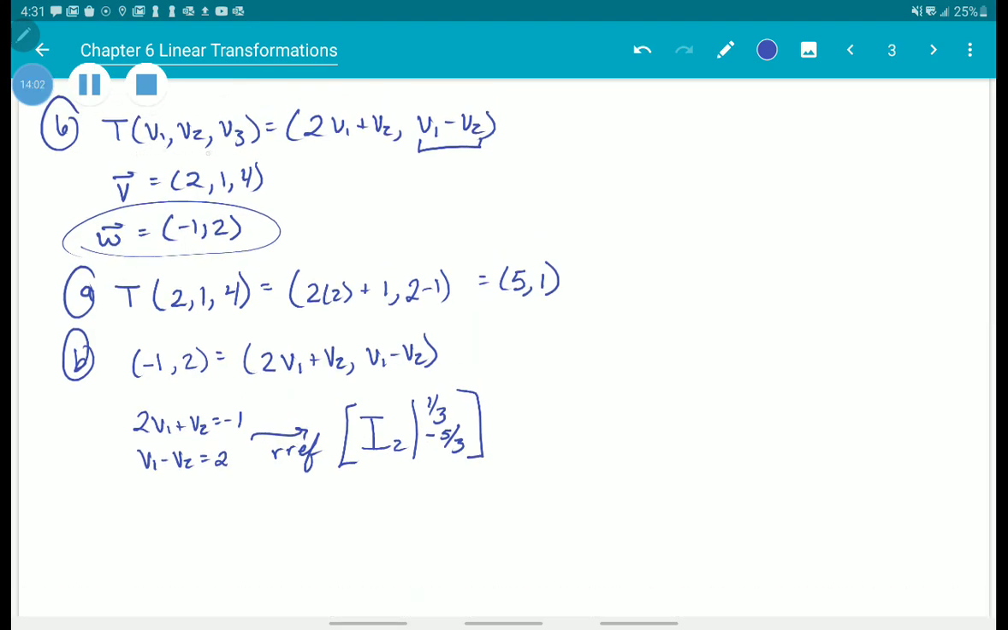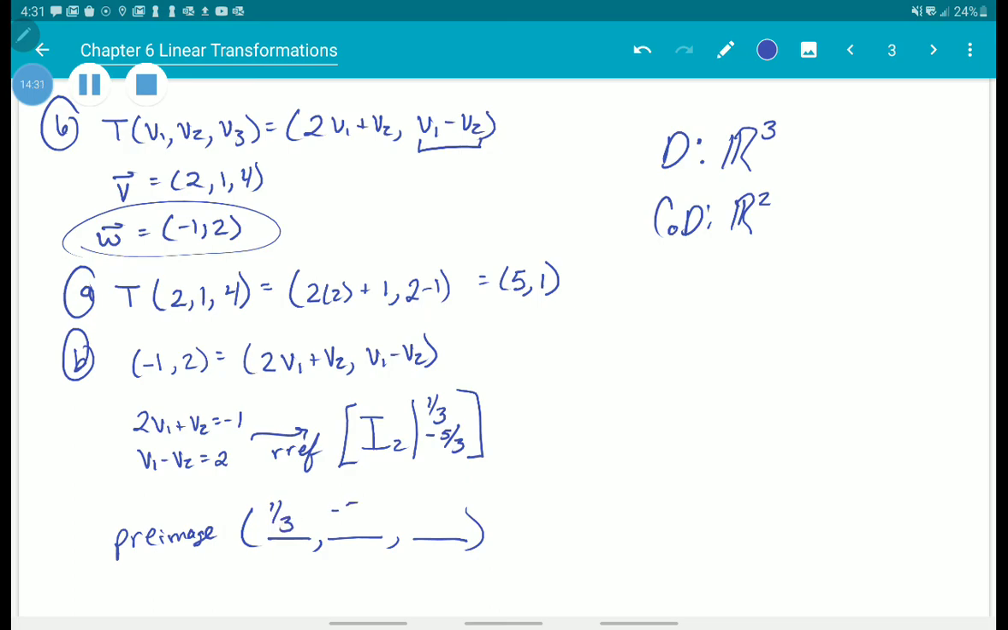Here we had a 3-dimensional vector going to 2-dimensional space. So our domain is R3. The codomain, what I'm getting out, is going to be R2. So that means the pre-image has to be in 3 dimensions. Well, when we set up this system of equations, we ended up with stuff just in 2 variables, V1 and V2, and that was because of the way that transformation was defined here. Notice it didn't use V3 at all, which means that in that pre-image, it doesn't matter what V3 is.